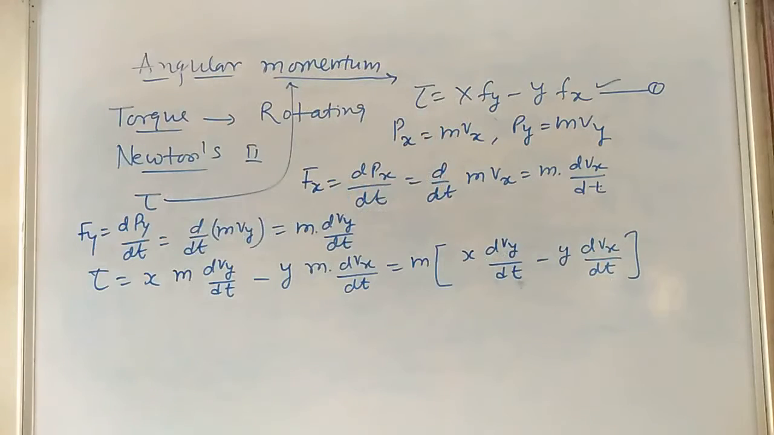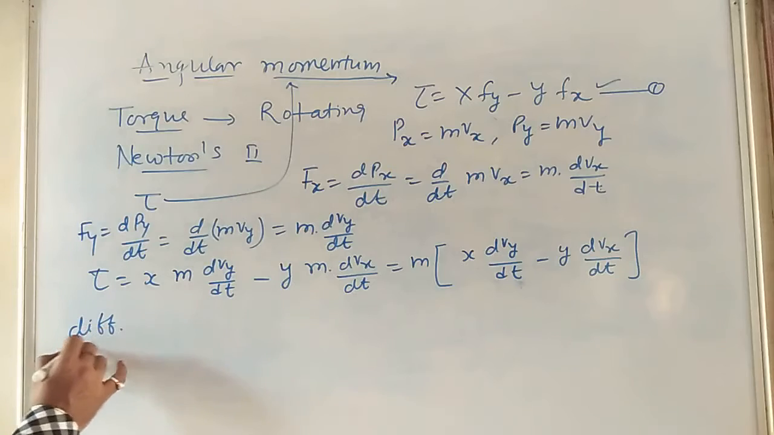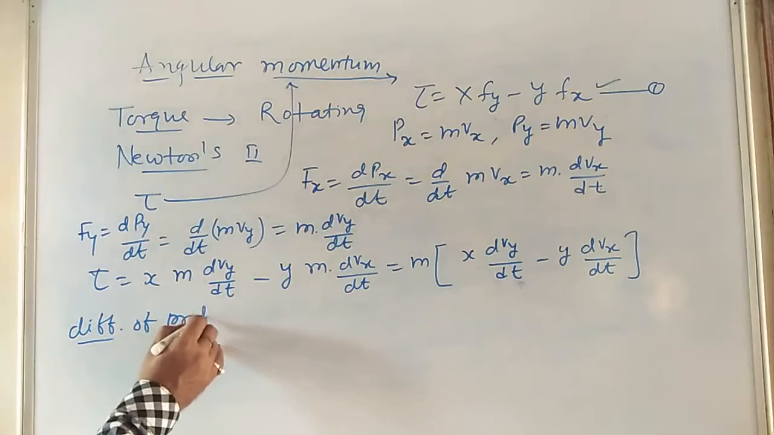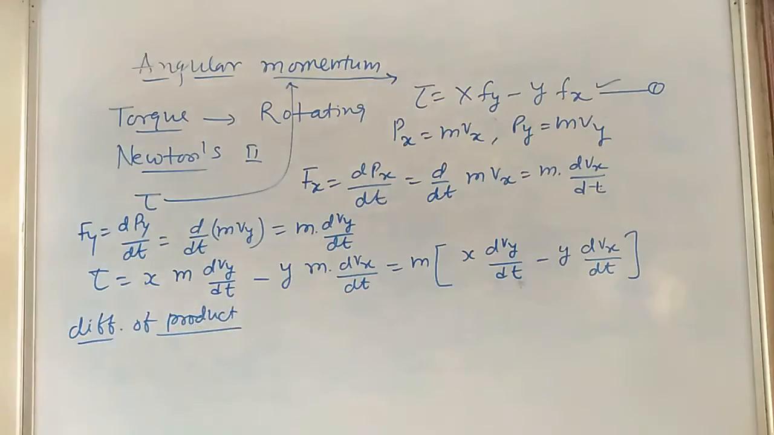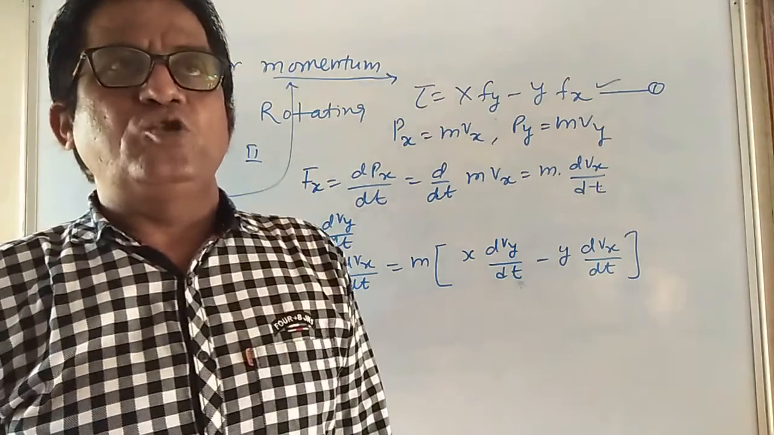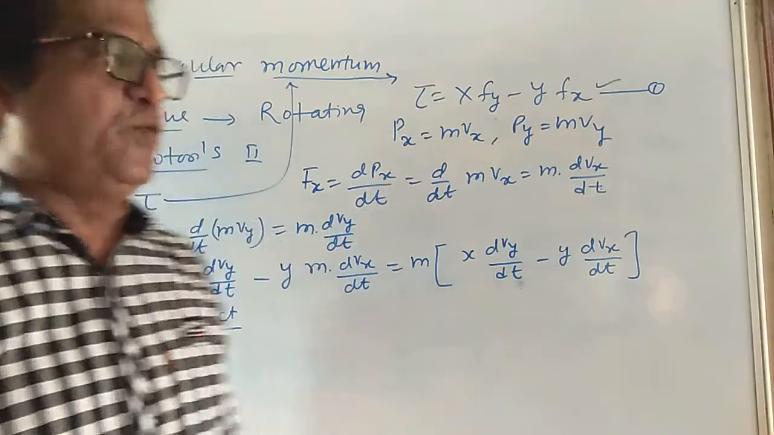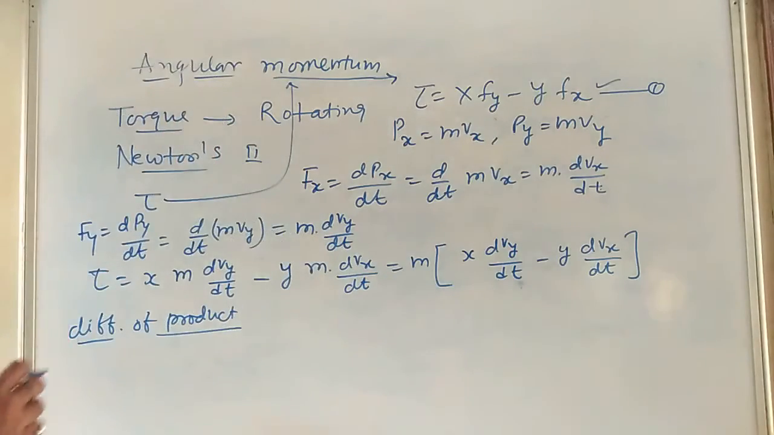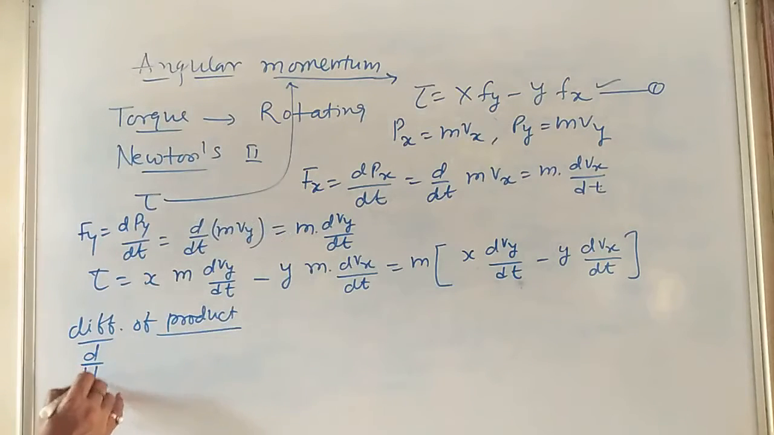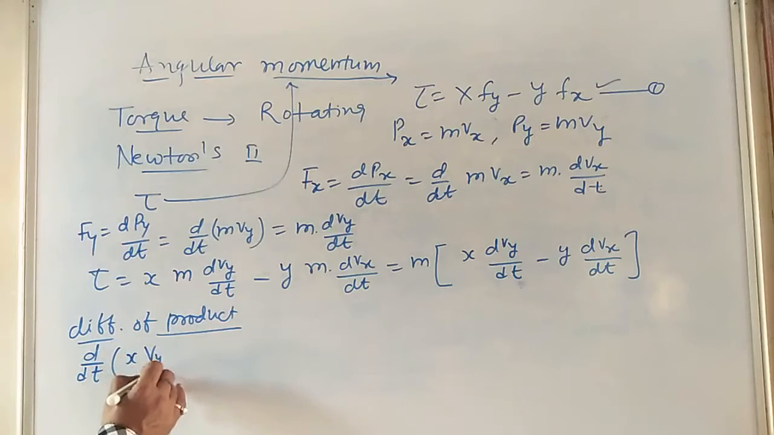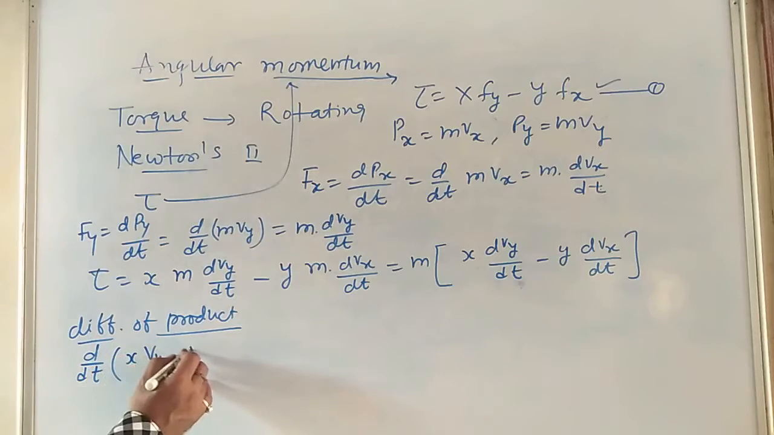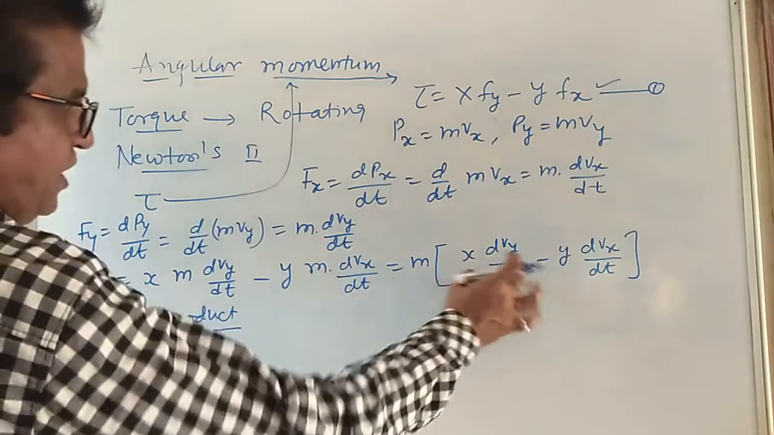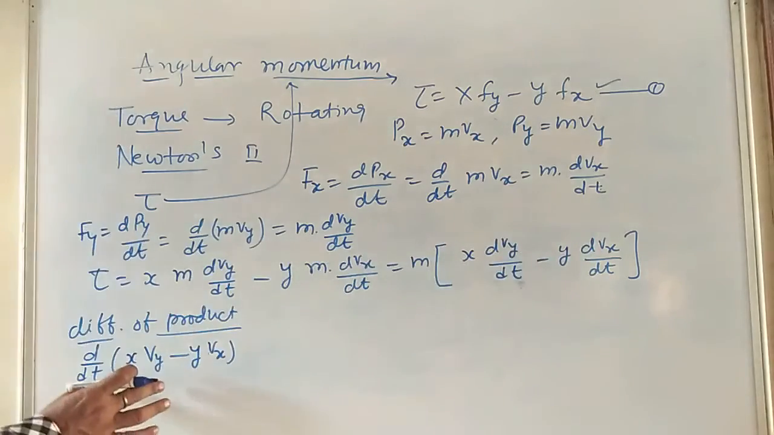Now, using the rule for the differentiation of product. Differentiation of product, what is that? Dear children, we are going to see some trick here. And what is the differentiation of product? Here, d by dt of, I am taking here x vy minus y vx. Why am I taking this here? To bring y dvx, I took x vy, y; I took this of my own choice here.